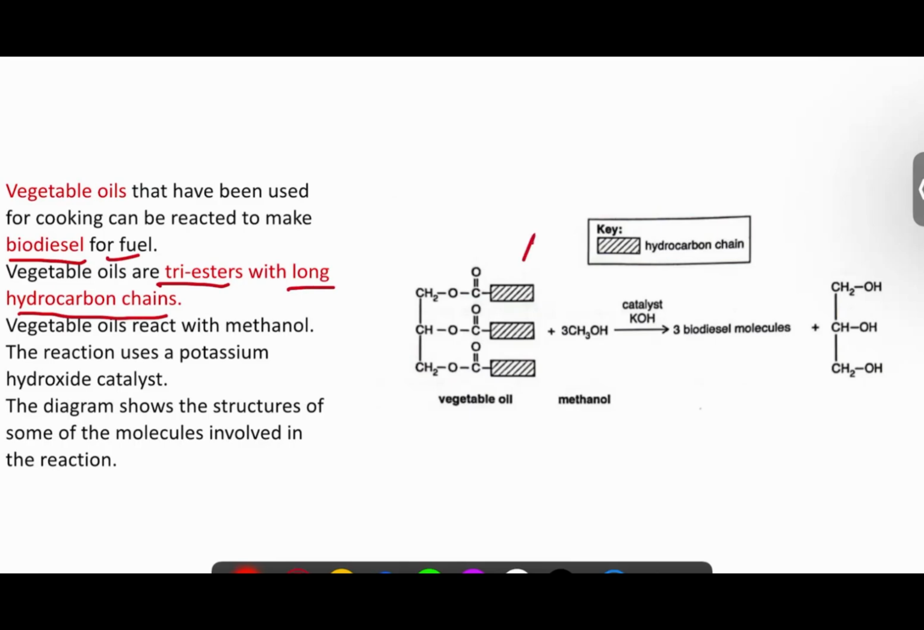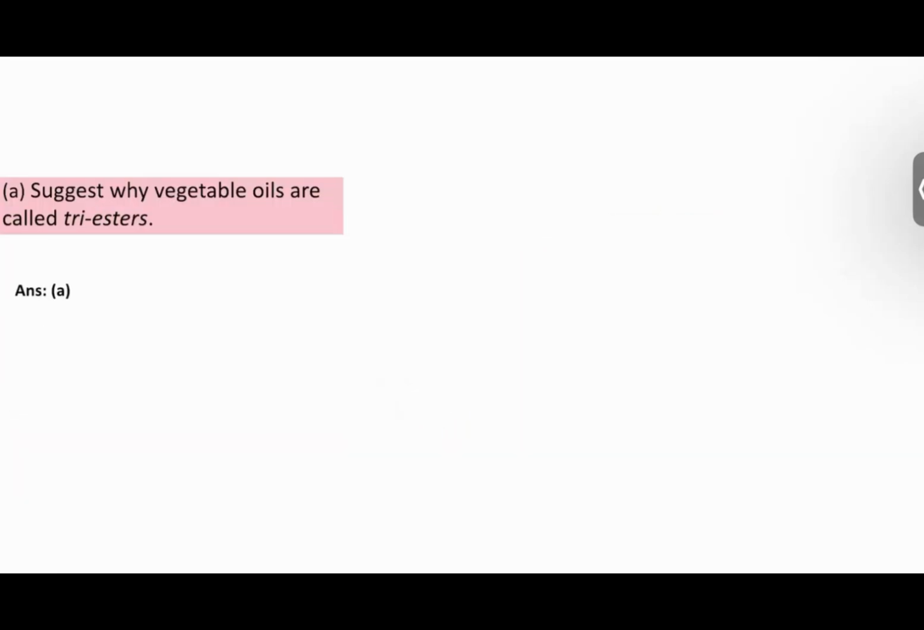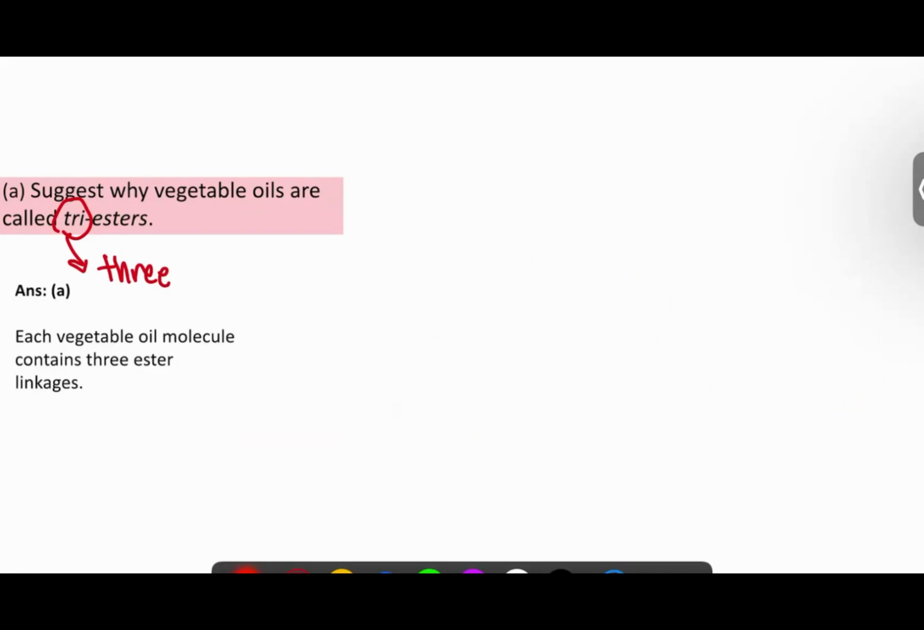Okay, so this part here is actually all the hydrocarbon chain. We have the catalyst here, reactant, and also the product. So let's see what the question wants. Suggest why vegetable oils are called triesters. Tri means three. The reason for vegetable oil to be called triester is because each of the molecules contains 3 ester linkages. That's why it's called triester.